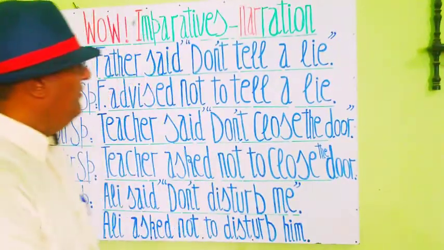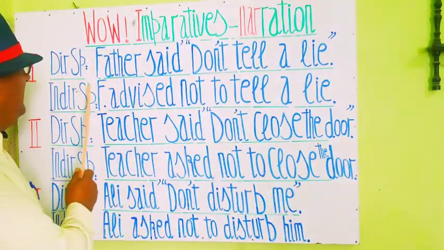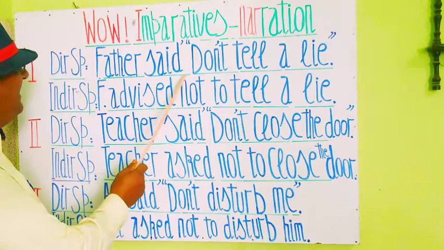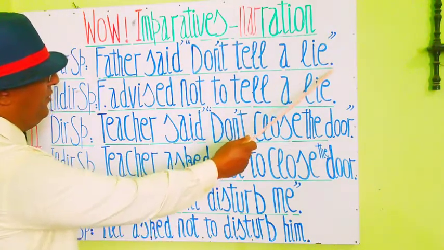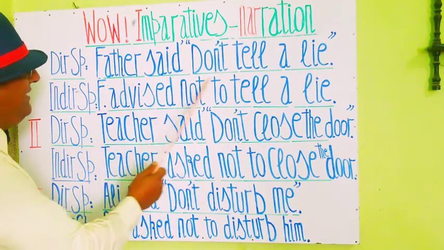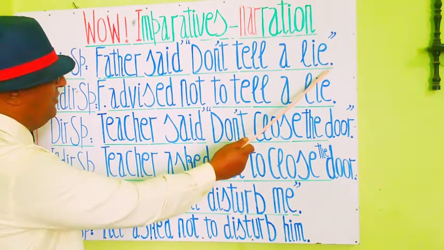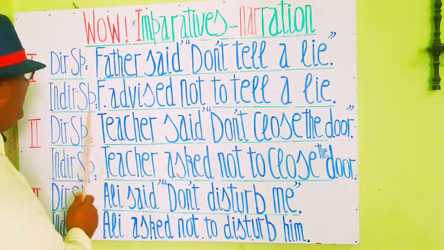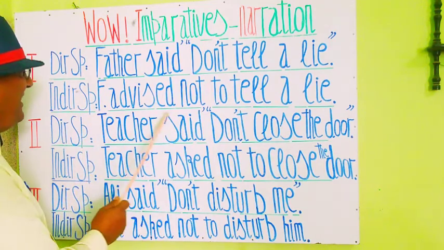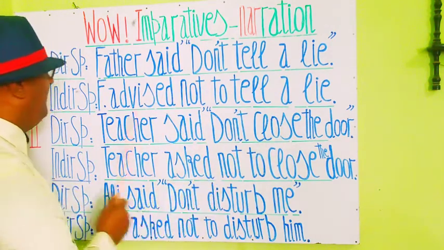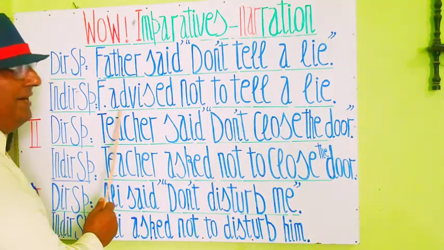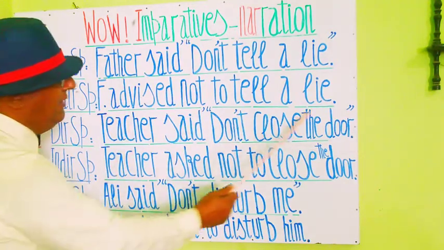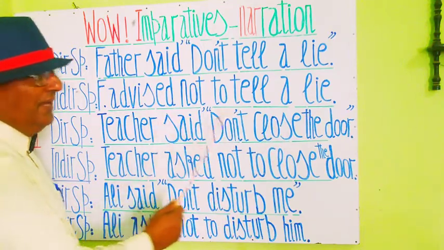Here we start. The first one: Father said, comma, inverted comma, start, don't tell a lie, comma, close, full stop. Now see it changes here: Father advised not to tell a lie. Full stop.